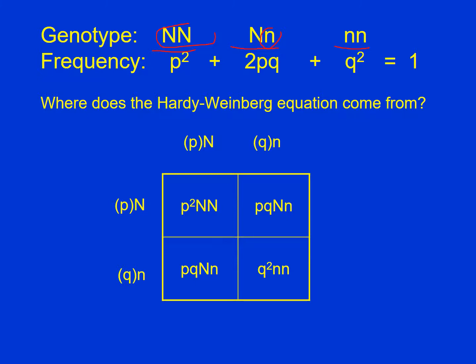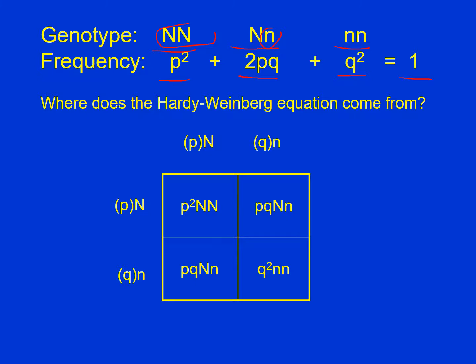Now, the frequency of homozygous dominant is going to be P squared. Frequency of carriers in our population is 2PQ. And frequency of homozygous recessives is Q squared. And of course, with all these frequencies, there are just the three genotypes. They have to equal 1, or 100%.